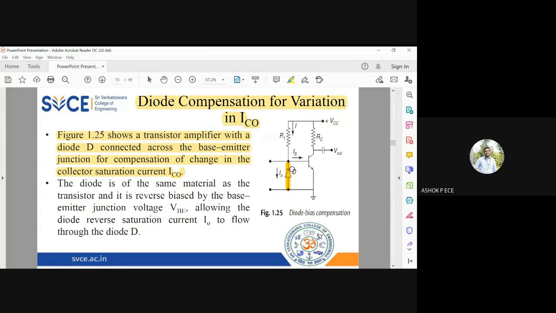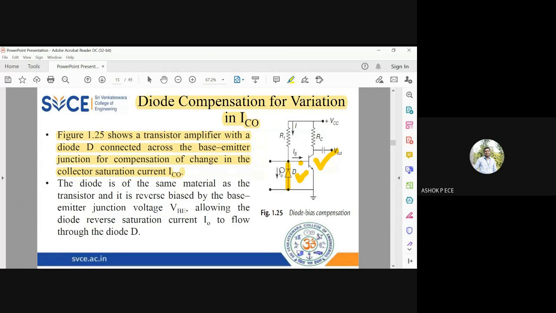Okay, I'm going to connect this D across the base emitter junction. And same assumption, diode and transistor are made of the same material. But only one thing, the diode is reverse biased. You see here, the negative of the diode is connected to the positive of the battery, and the positive of the diode is connected to ground. So which means that the diode is reverse biased.